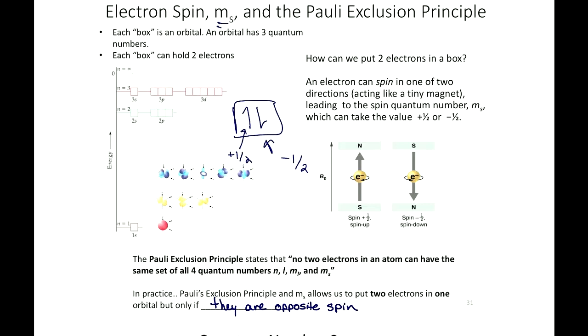So that's how we can put 2 electrons in a box. If we had both of them spin up this way, yes, there are 2 electrons in that box, but those electrons would not exist in this manner because this violates Pauli's exclusion principle, so we can't have that. All right, 2 electrons in a box, but only if they're spin up, spin down.